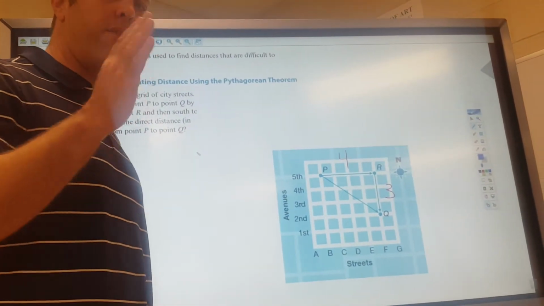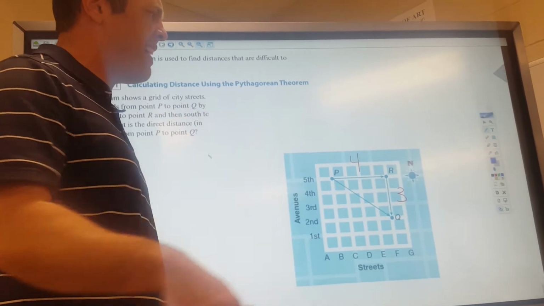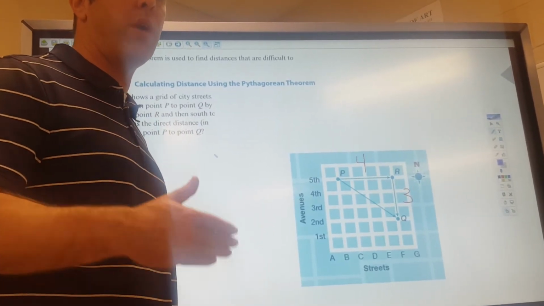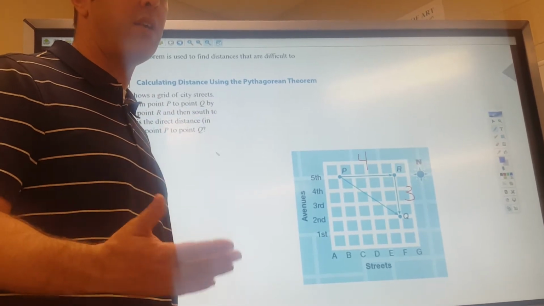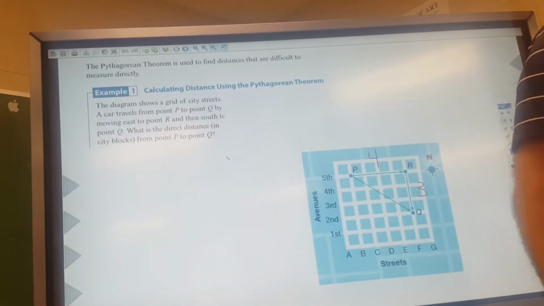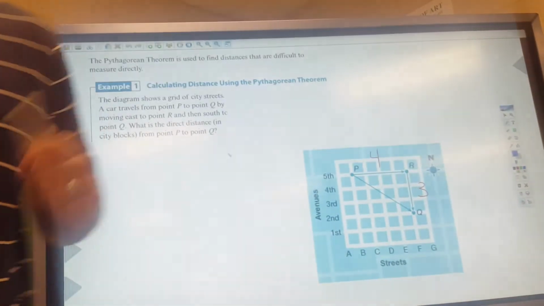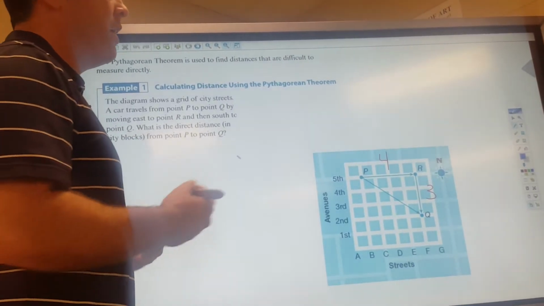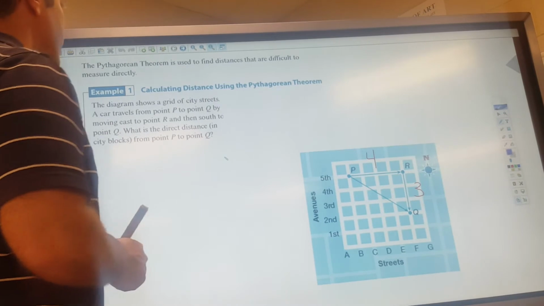Now, distance is easy if it's in a straight line, but if distance is at an angle, and we can't count or we don't have a measuring device, we can use Pythagorean theorem to figure out what that is. We don't always carry our tape measure around, so when we want to know what this is, maybe after the fact, we can use Pythagorean theorem in order to find that distance. All right, we'll look at example number 1.